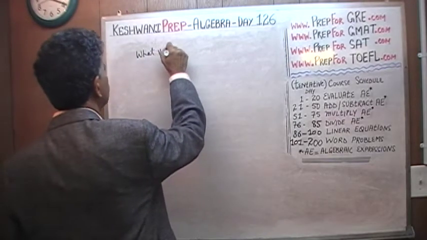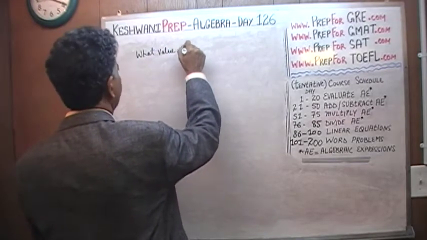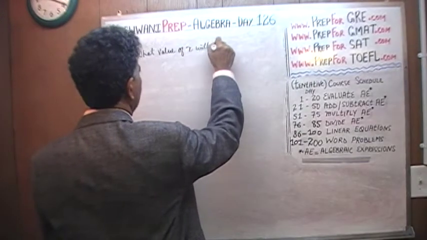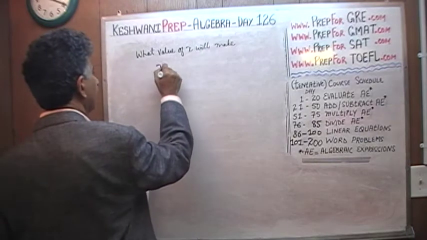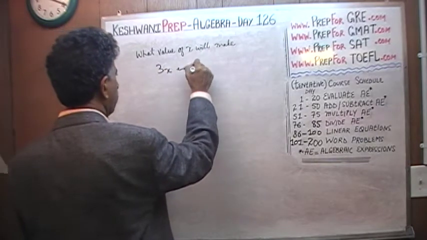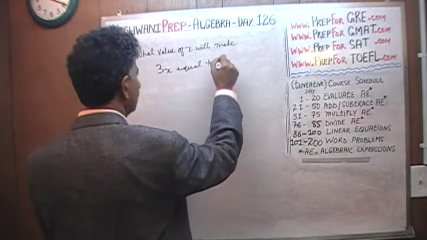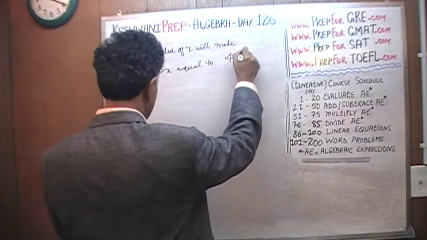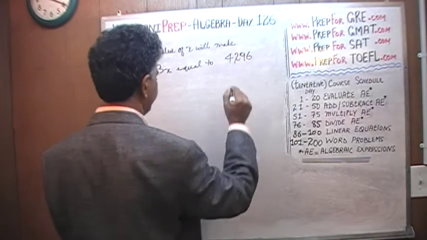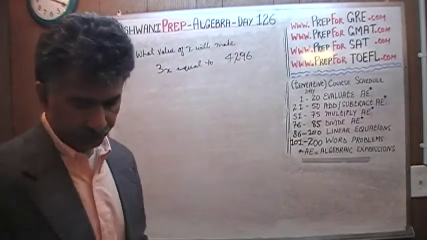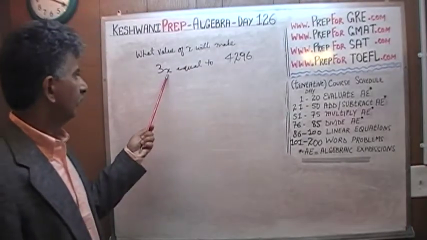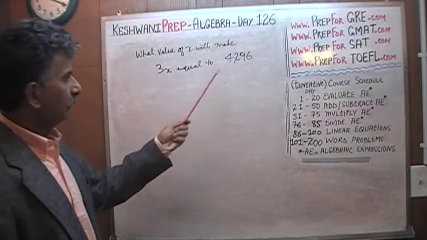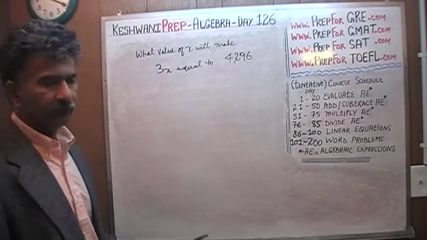What value of x will make 3x equal to 4,296? Very simple, very straightforward question. The question simply is, what value of x will make 3x equal to 4,296?